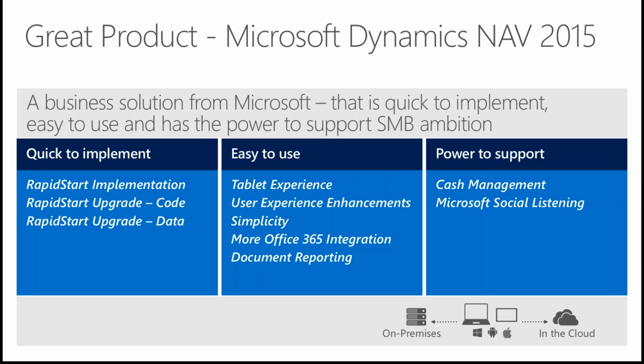Then you can bring in your own master records, such as your customers, your vendors, your items, that kind of information you can bring in through Excel, and it validates information, and then once it passes the validation, you can then implement those records into your NAV implementation. So we'll talk about that under quick to implement.